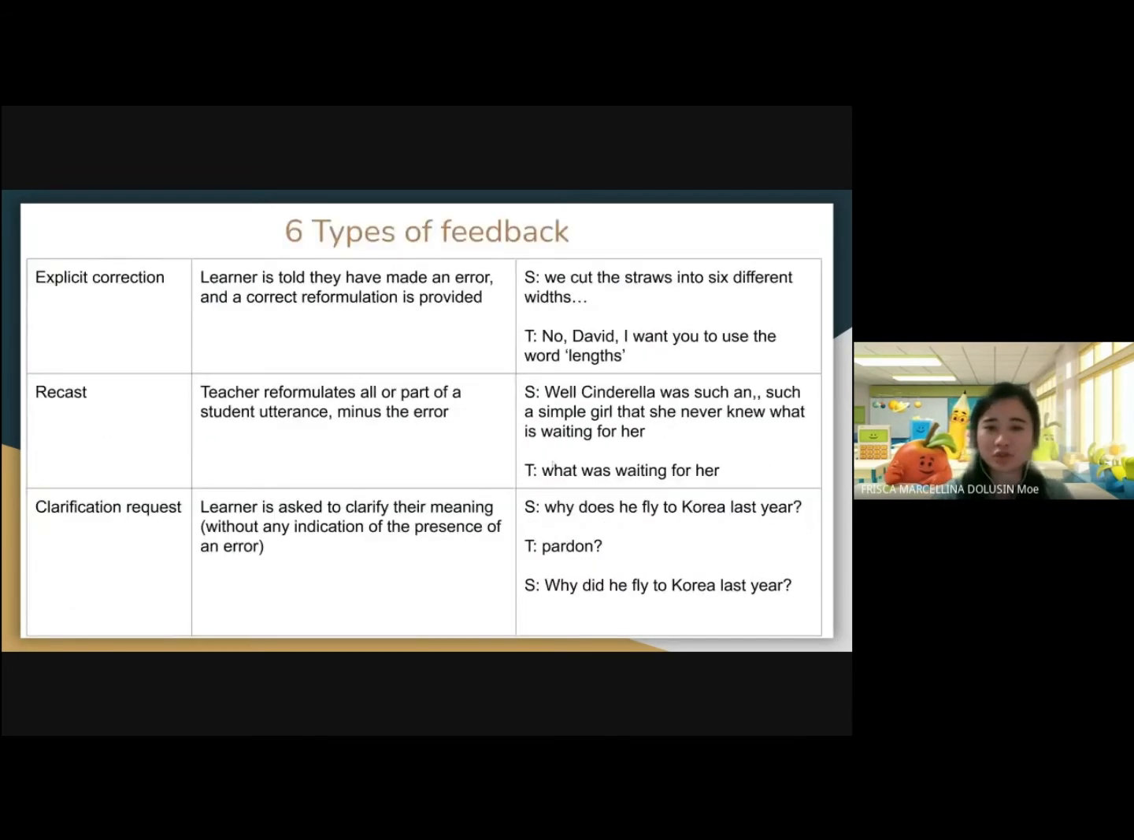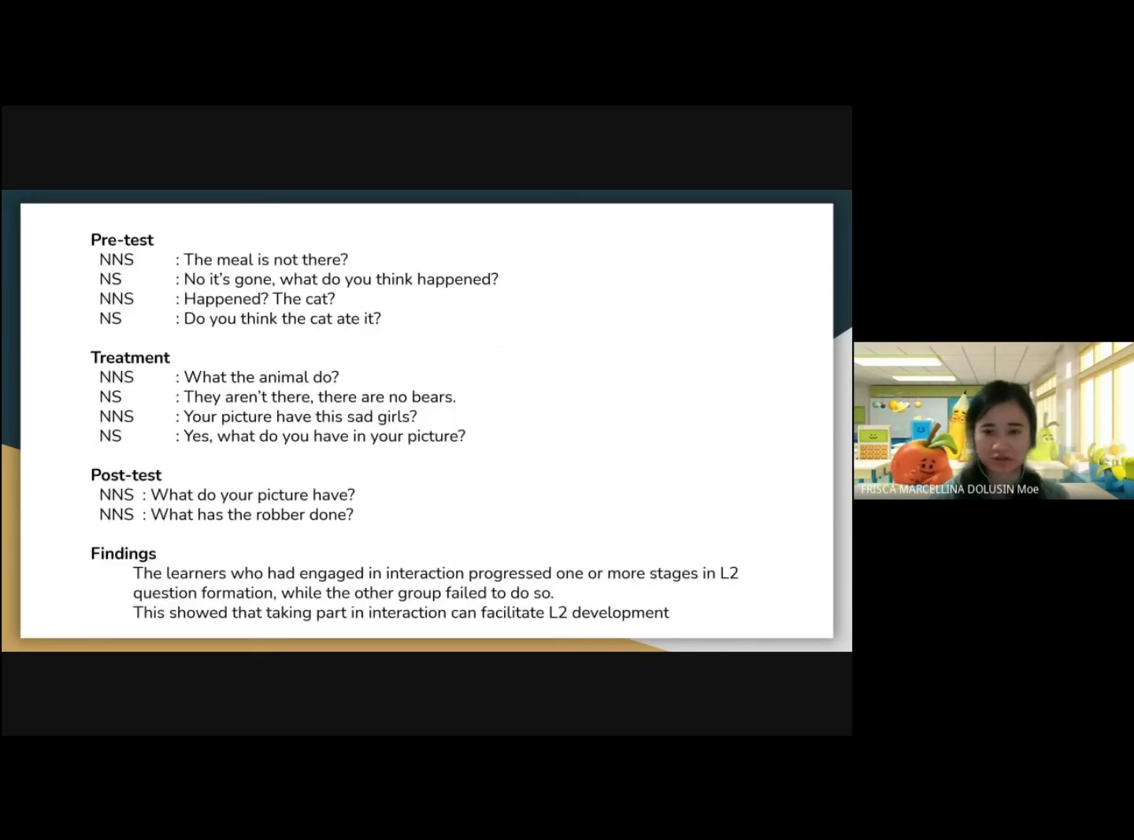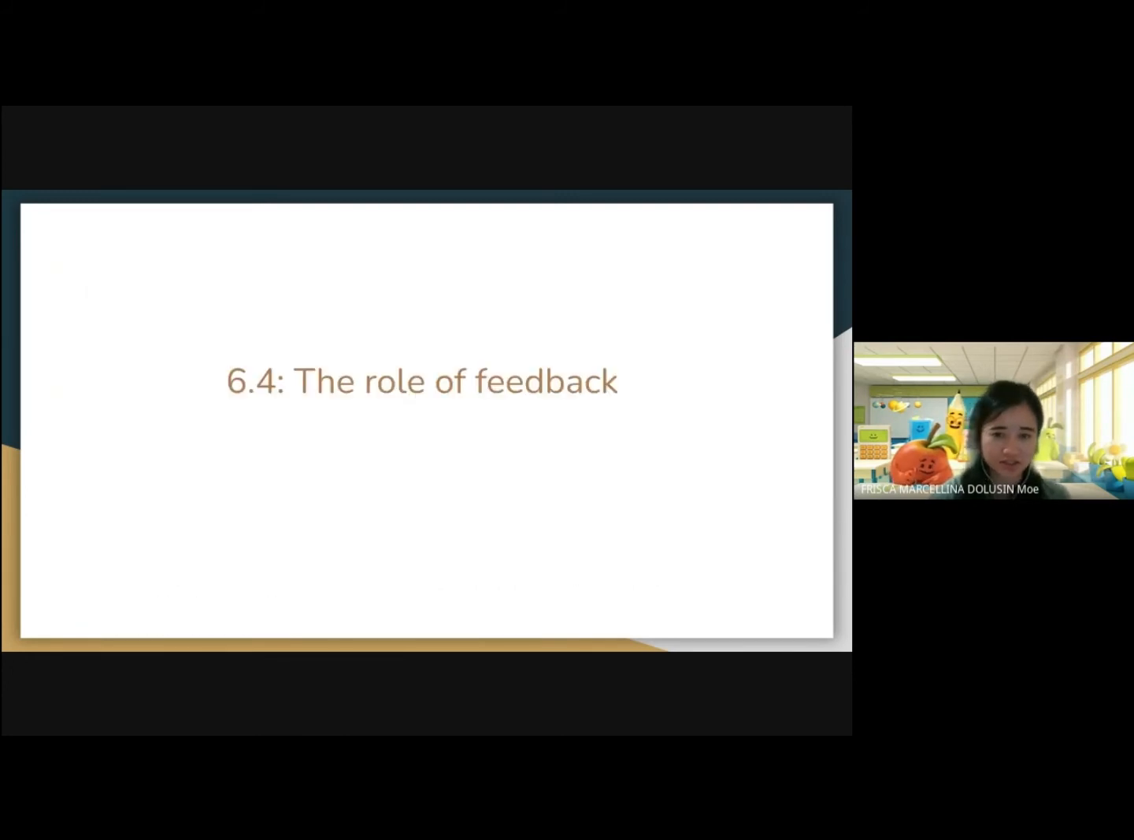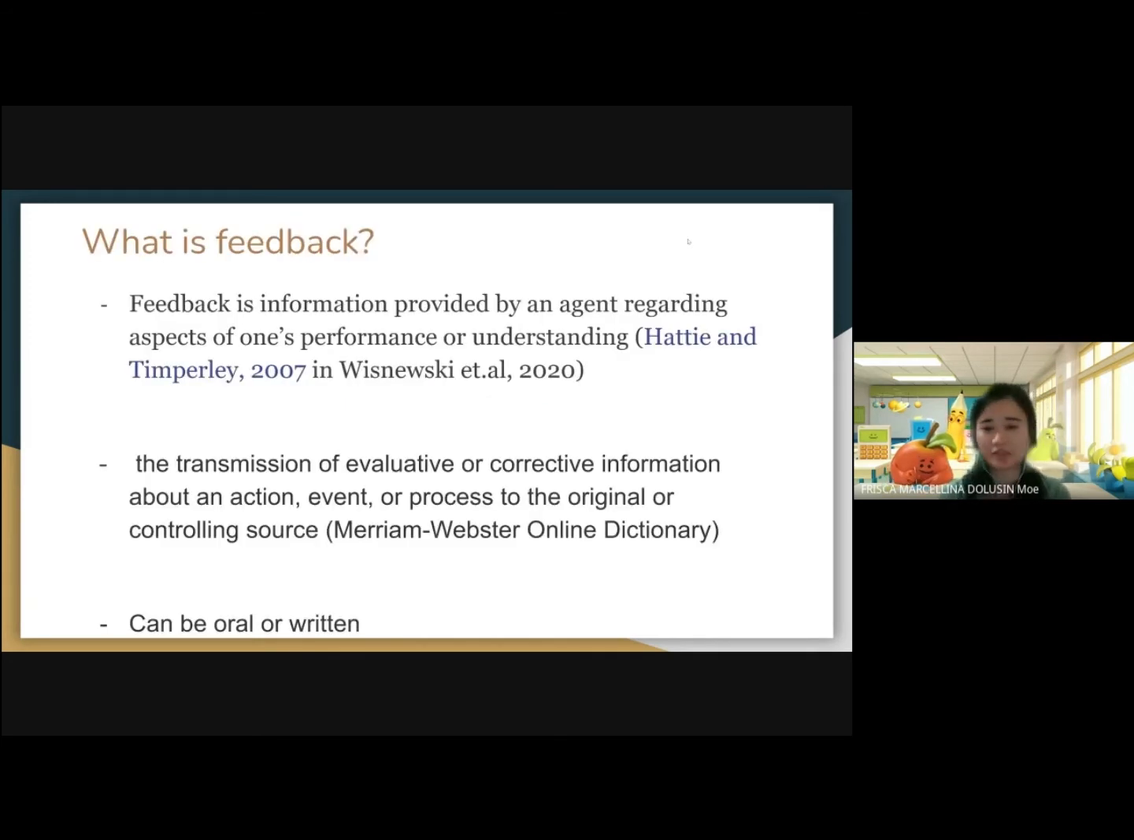Next, we will move on to the next topic, which is the role of feedback. As you can see from previous slides, we already saw some action of feedback. So first of all, what is feedback? Feedback is information provided by an agent regarding aspects of one's performance or understanding, by Hattie and Timperley 2007 in Wisniewski et al. And based on the Merriam-Webster Online Dictionary, feedback is the transmission of evaluative or corrective information about an action, event, or process to the original or controlling source.